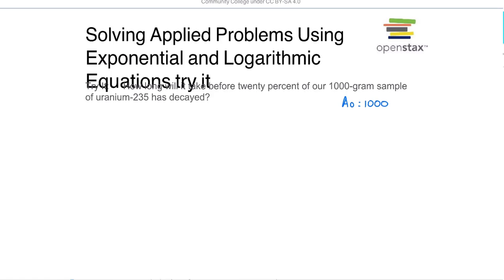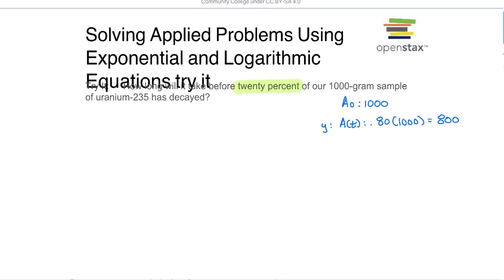Okay, so your A sub t, or your y, that is the 20% that it decays. So if it decays 20%, what's left over? What's left over is 80%. So what is 80% of 1,000? And that would be 800. So A of t is actually 800.